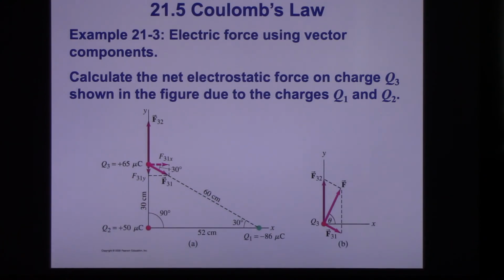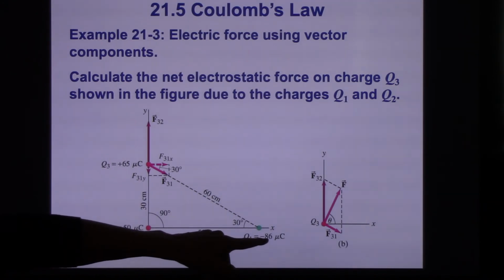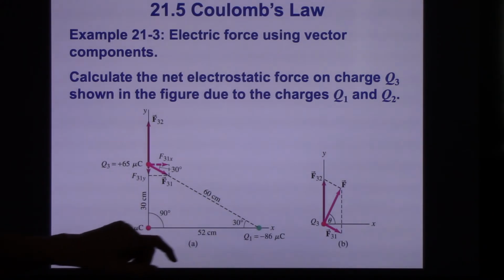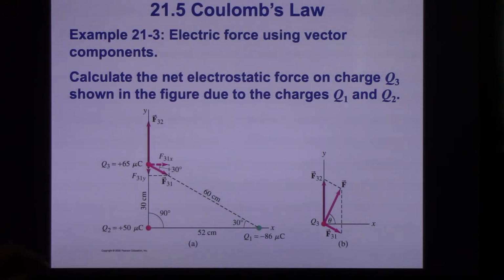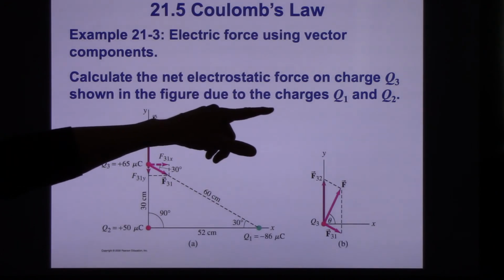Now, what it says here is, first of all, let's find out how many charges we actually have. We have 3 charges. We've got charge number 1 over here. It's negative, and it has a magnitude of 86 microcoulombs. Here's charge number 2, right at the origin of our coordinate system. It's positive and has a charge of 50 microcoulombs. Finally, charge number 3. It's also positive, and has a magnitude of 65. So here's a force diagram, or a free body diagram. And they once again are asking, what is the net force on charge 3?